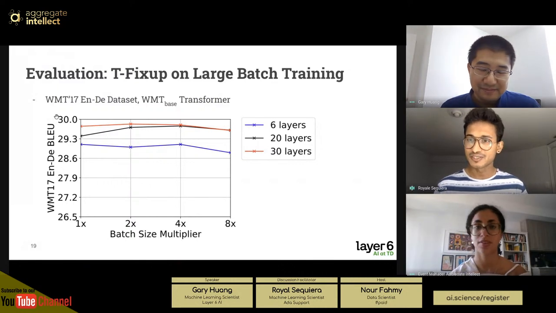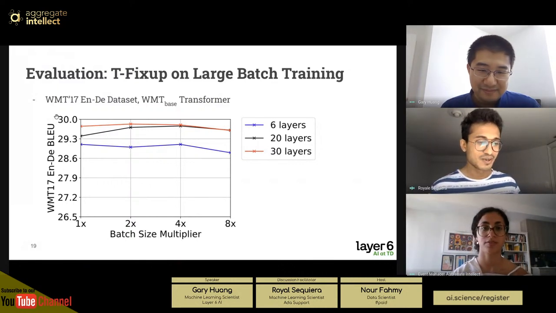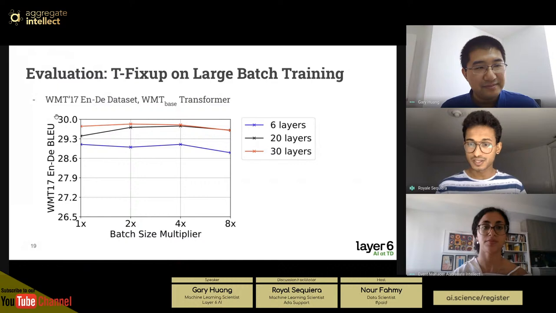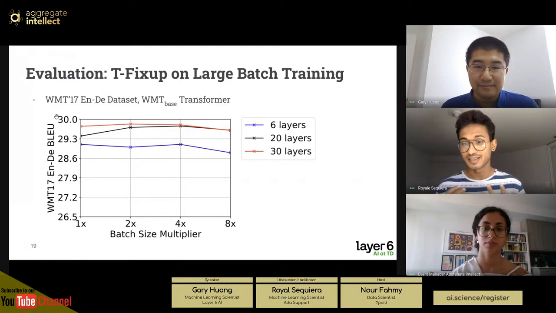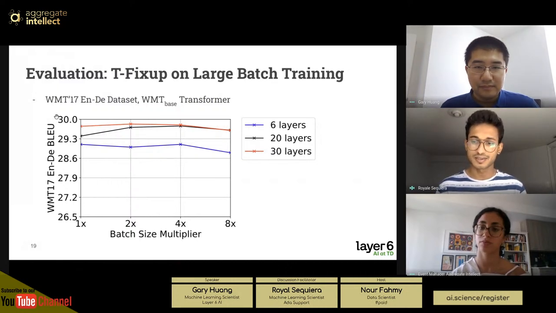That relates to one other question I had, which is, the T-Fixup approach is specifically for transformers, right? And you have mentioned in the paper too that now we can try a high learning rate and large batch sizes and converge faster. Do you think we could use similar approaches for other architectures? I think you briefly alluded to this in your future work, but do you have any ideas with respect to that?